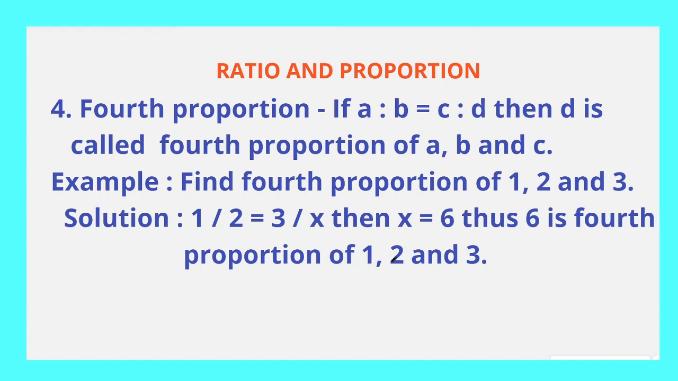Here we can just find 1 upon 2 is equal to 3 upon 6, because 3 upon 6 when simplified, 3 cancels 6 two times. So this is again 1 upon 2. But when it is asked to find the fourth proportion of 1, 2 and 3, then as per the solution our answer is x equal to 6, or fourth proportion equal to 6.